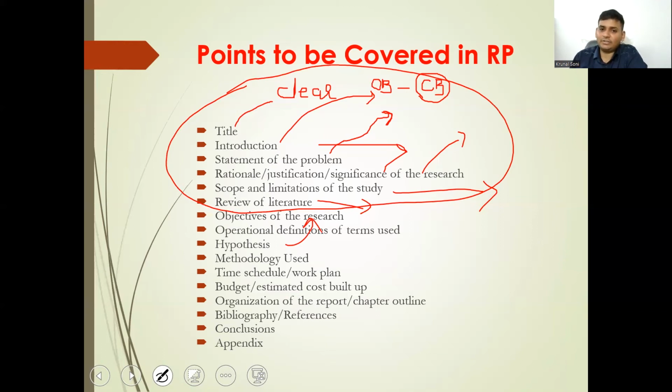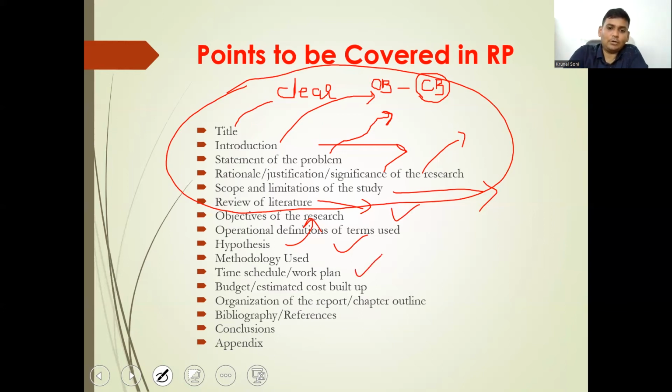Then which methodology you are going to use. Depending upon the objectives and hypothesis, how you are going to prove this hypothesis by using various methodology, that you have to define in the methodology, right? How you are going to use different tests as a part of the methodological work, you need to define.